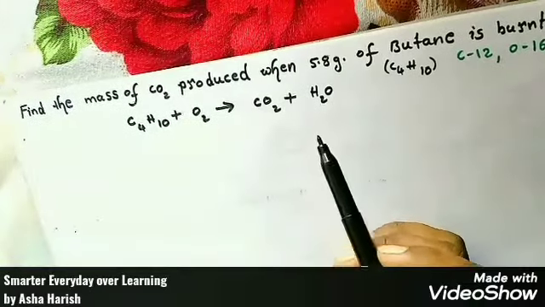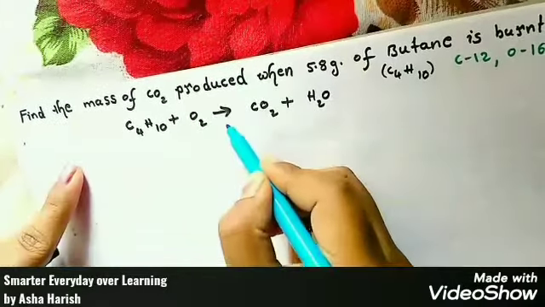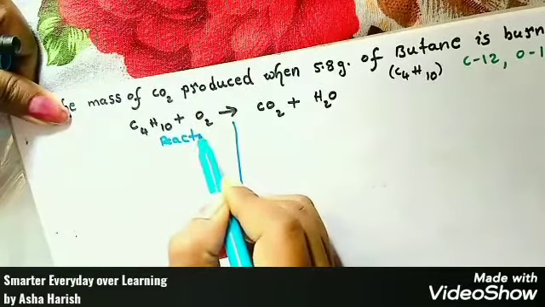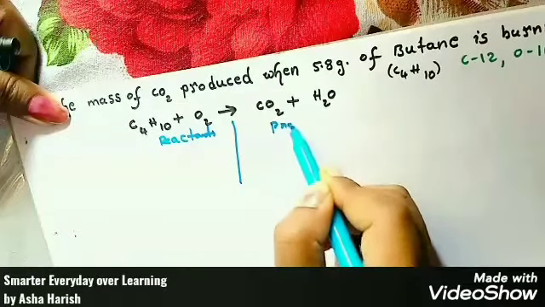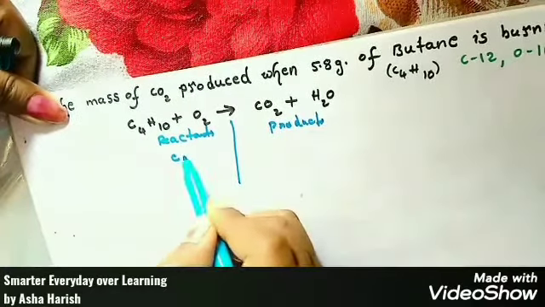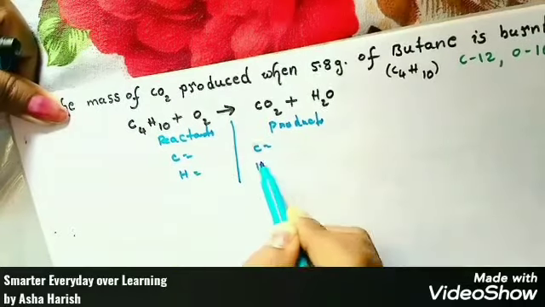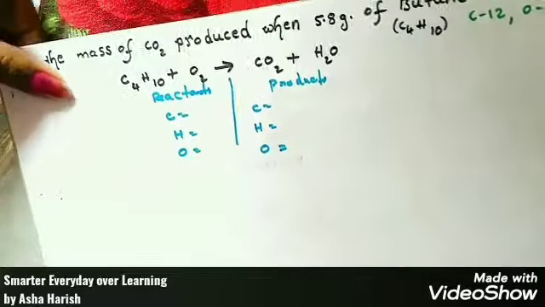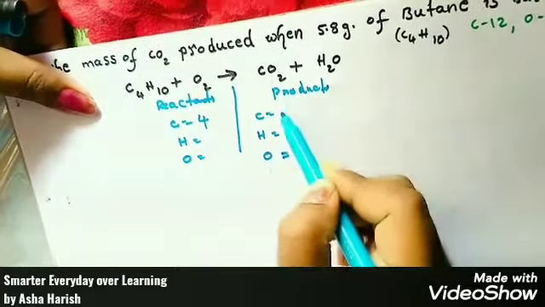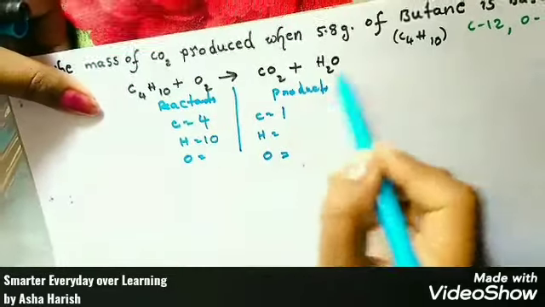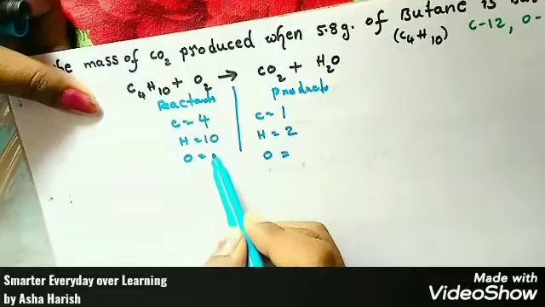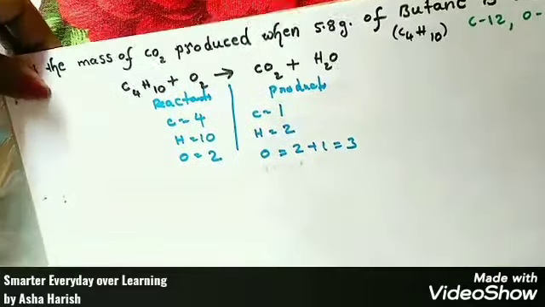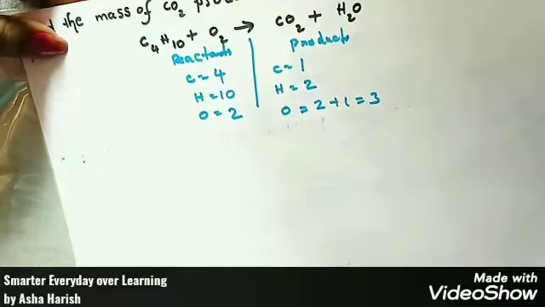Let's start. First students, you have to separate the atoms present on the reactant side and the product side. Reactant side and product side. Carbon and carbon, hydrogen and hydrogen, oxygen and oxygen. See students, on the reactant side how many carbon atoms are present here? See 4, here only 1. Hydrogens here 10, here 2. Oxygens here 2, here 2 plus 1, 3. So, you have to balance this chemical equation.